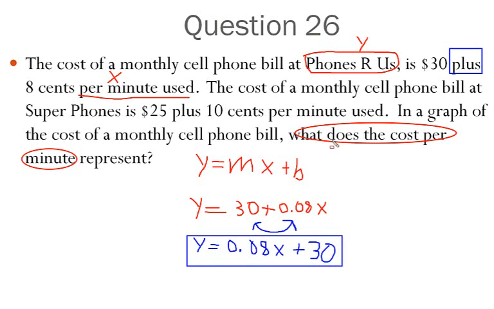So now if I'm looking at what does the cost per minute, well, the cost per minute is 8 cents per minute. So the cost, if I look at that here, isn't that in the position of my slope? Y equals mx. So the answer for this question is slope. The cost per minute represents the slope.